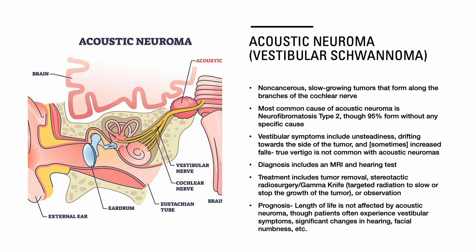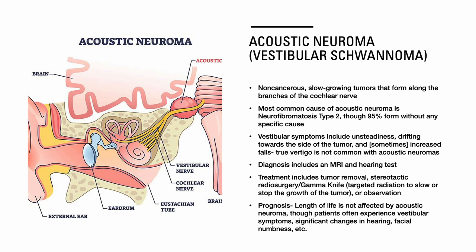Acoustic neuromas are non-cancerous, slow-growing tumors that form along the branches of the cochlear nerve. The most common cause of acoustic neuromas is neurofibromatosis type 2, though roughly 95% form without any specific cause. Interestingly, true vertigo is an extremely uncommon symptom with acoustic neuromas. Most symptoms include unsteadiness, drifting towards the side of the tumor, and sometimes increased falls.